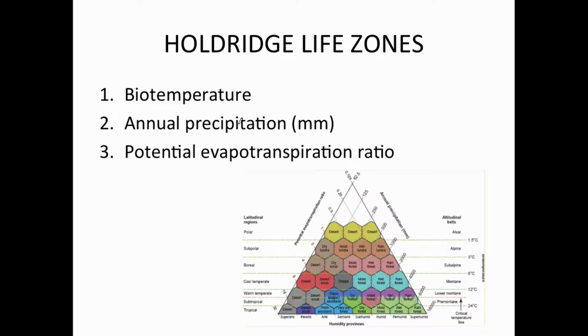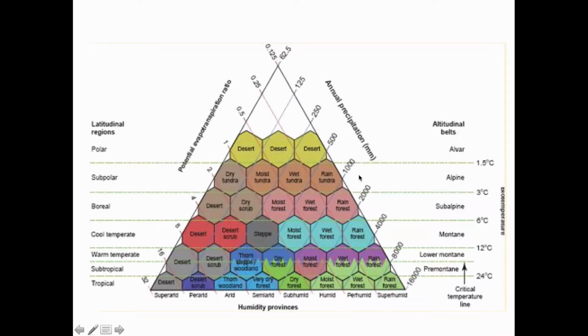Number two, annual precipitation, and that's measured in millimeters here along this side of the diagram. The amount of precipitation, very low to very high. And number three, the potential evapotranspiration ratio, which is shown on the left side of the triangle. So regarding the temperature, you can see in these bands the temperature in Celsius from high temperatures to low temperatures.